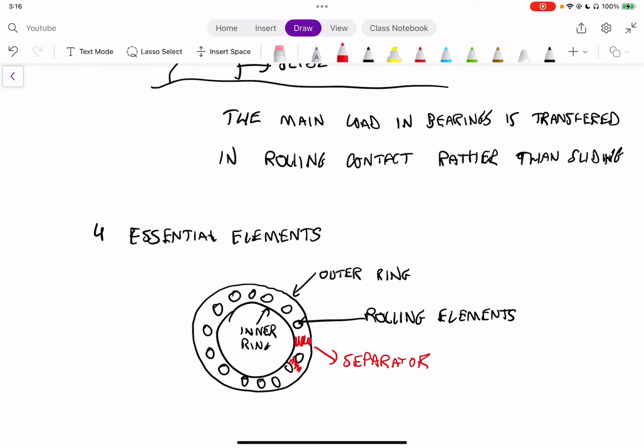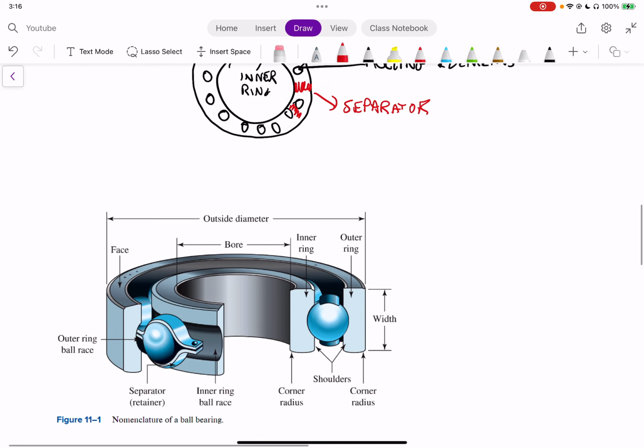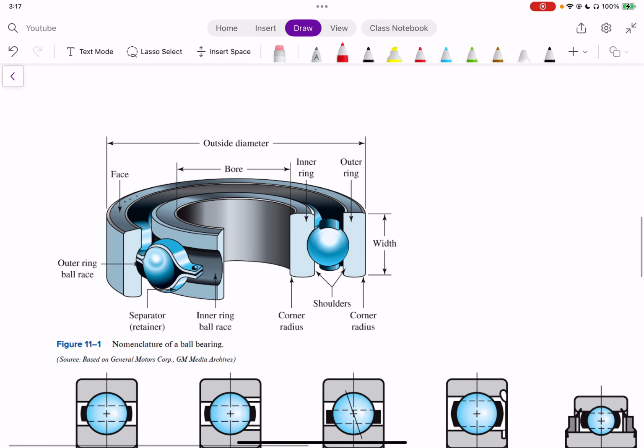And what we're going to do now is look at some examples of these bearings and what they actually look like based on diagrams. So first things first, the first diagram shows a bearing, and we can see the outer ring as well as the inner ring. So we have the inner ring here, the outer ring here. We have the shoulders, which are the edges of the outer ring.